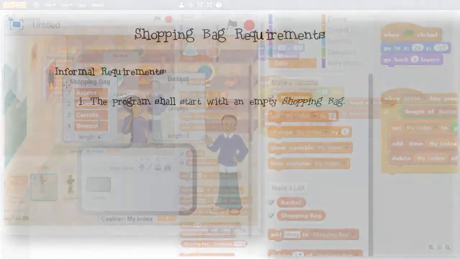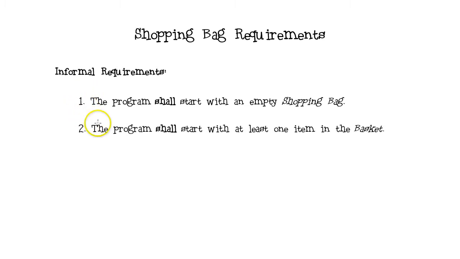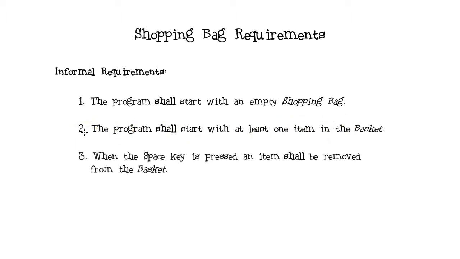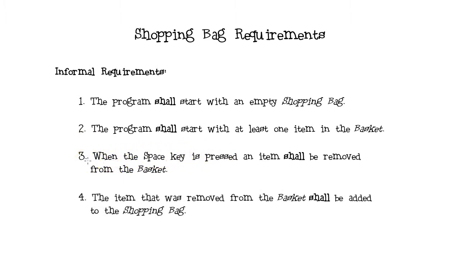I've been making this program as if I had these informal requirements. The program shall start with an empty shopping bag. The program shall start with at least one item in the basket. When the space key is pressed, an item shall be removed from the basket. And the item that was removed from the basket shall be added to the shopping bag.